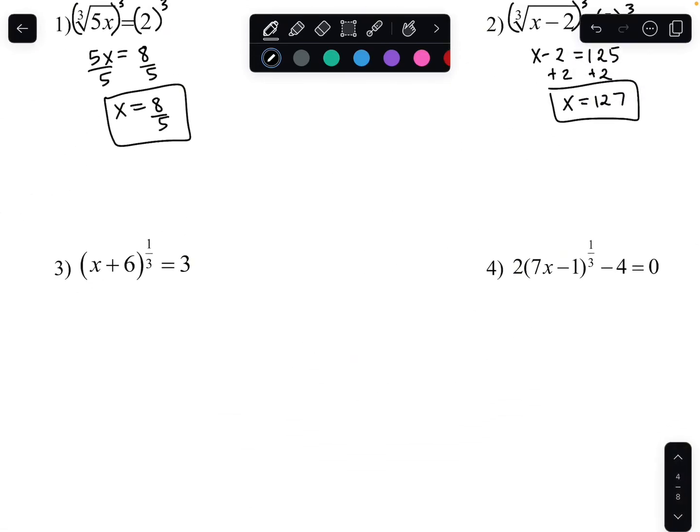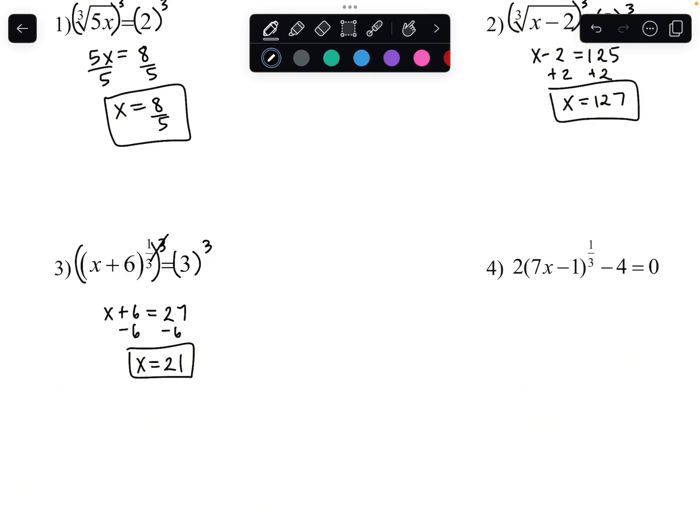On 3, they're writing it as a 1/3 power, but that's the same as cube root, so we would cube both sides, and that would leave us with x plus 6 equals 27. Subtract the 6, x equals 21.